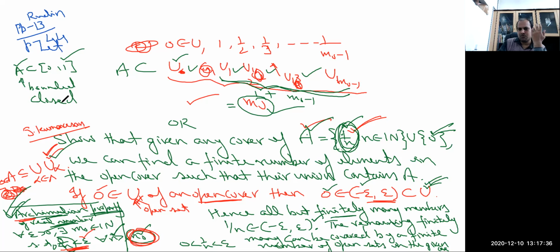But if you want to prove it without using the Heine-Borel theorem, then you have to take help of the Archimedean property of real numbers, because only this guarantees that every neighborhood of 0 will contain infinitely many members of the type 1 by n, and outside it there lie only finite members. And those finite members of the type 1 by n can be covered by using finite open sets from this family, and thus in total we always have a finite subcollection.